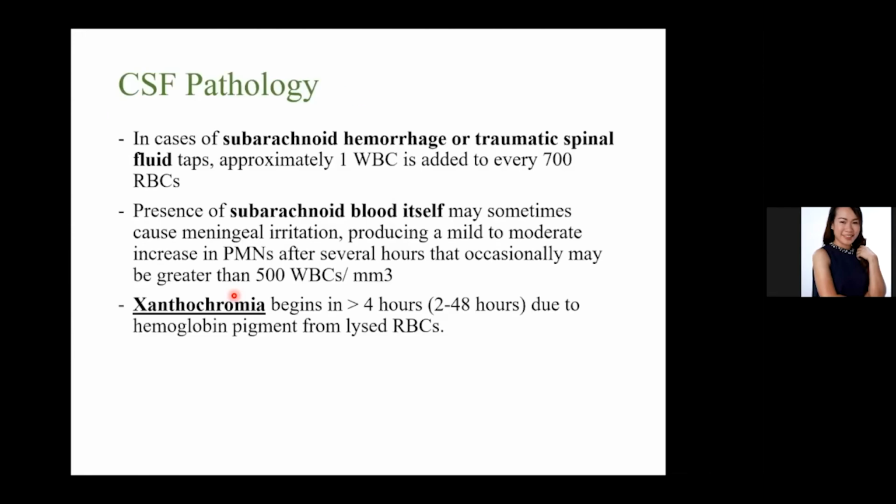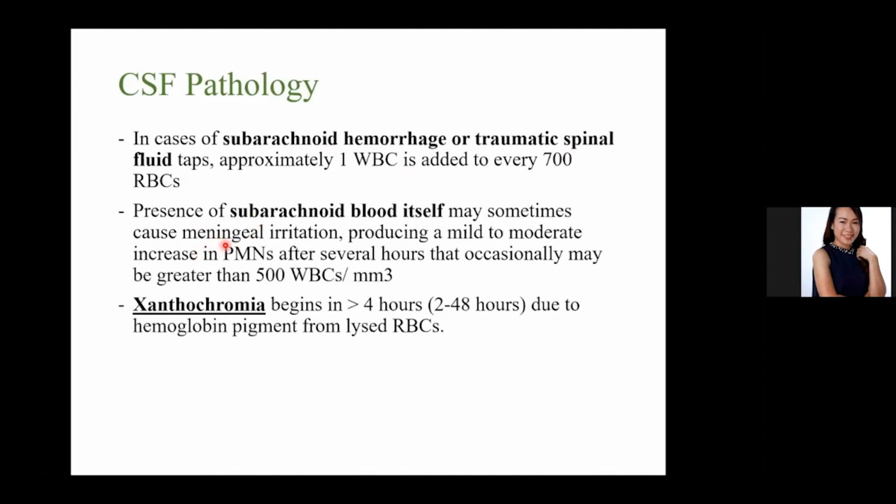Okay. Now, in CSF pathology, for example, there is subarachnoid hemorrhage or traumatic spinal fluid taps. Approximately 1 white blood cell is added to every 700 red blood cells. And the presence of the subarachnoid blood itself may sometimes cause irritation to the meninges.